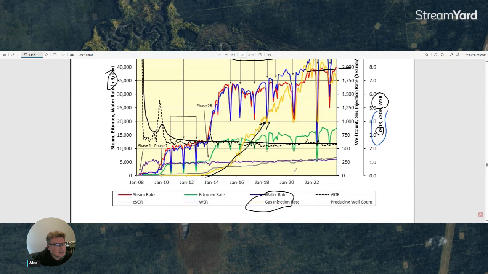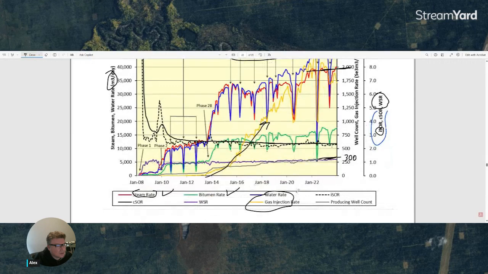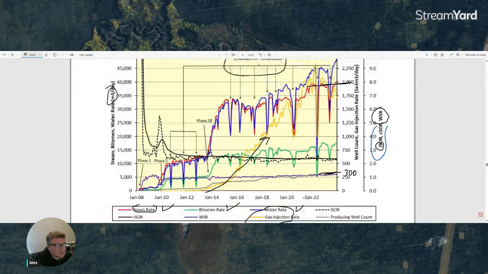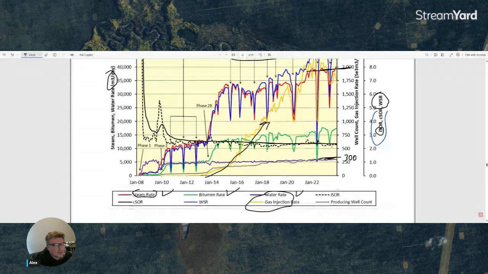And then we can also see the producing well count, right here in the gray line. Right now it's close to 300 producing wells. I think it's about 294, to be honest. And the other thing we see is steam rate, which we covered. We covered bitumen rate, which is in green. We covered water rate, which is here. So the water to steam ratio is the one in blue over red. We covered ISOR, producing wells, gas injection rates, water to steam ratio, and the CSOR relative to ISOR.